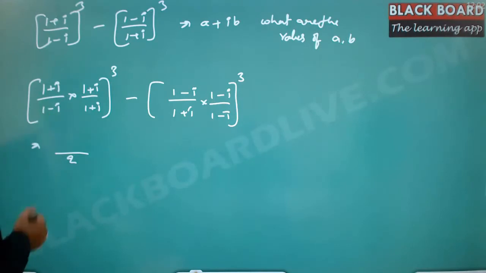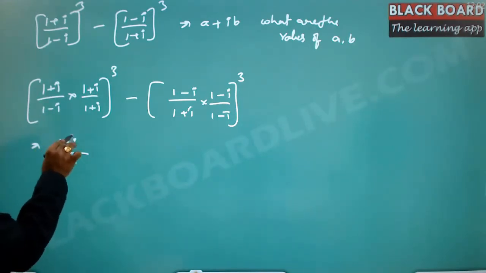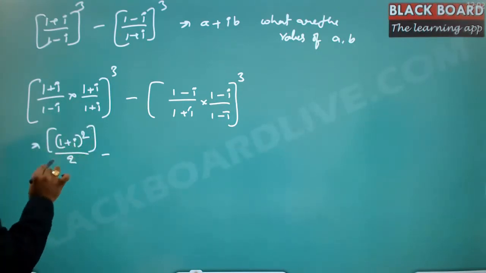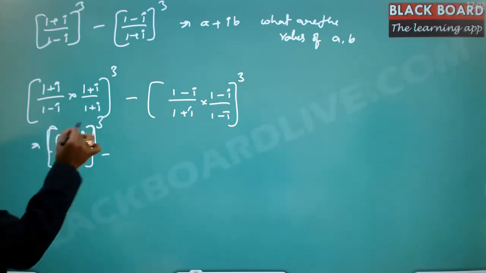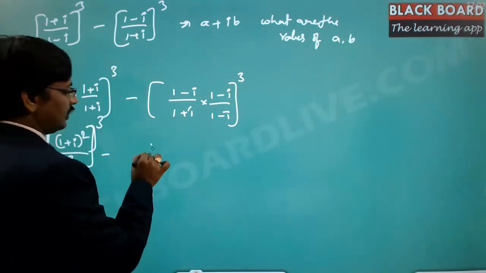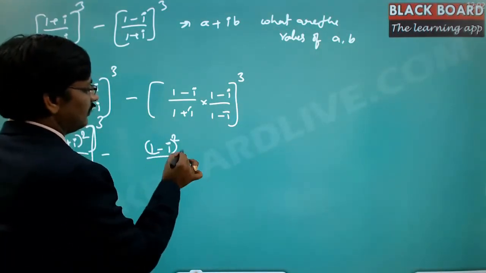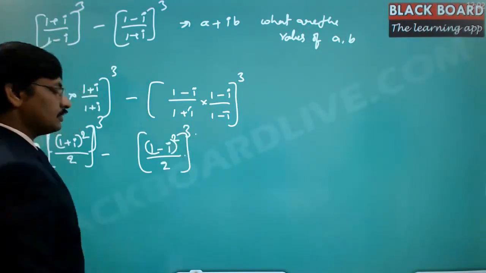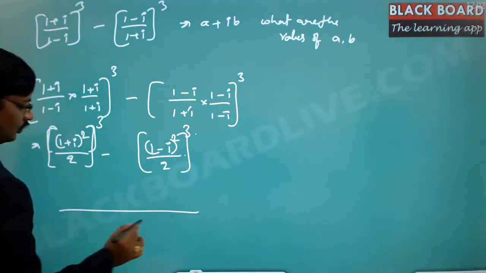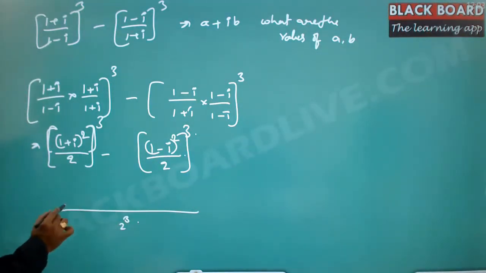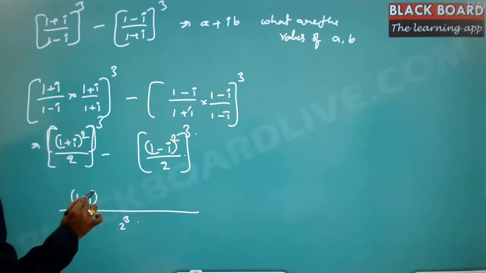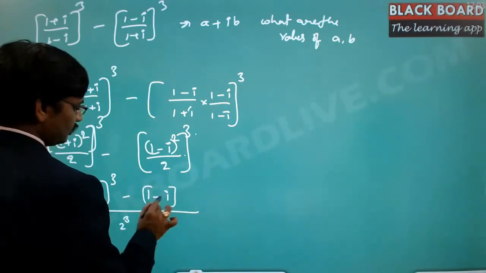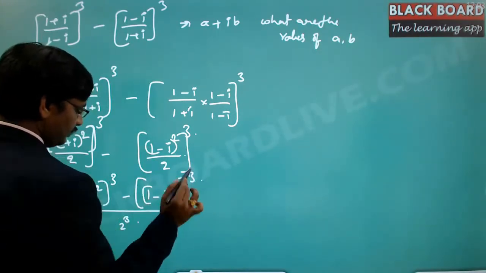And then 1 plus i whole square, and then whole cube. Minus, in the numerator here it is 1 minus i whole square, divided by 1 square minus i square, this is again 2, whole cube. So the denominator 2 cube you can take out, and then (1 plus i) whole square whole cube minus (1 minus i) whole square whole cube. This you can keep.